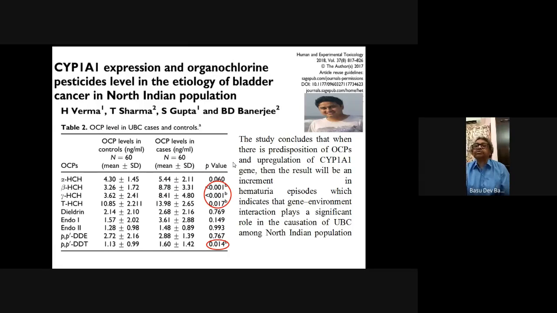We have also shown that bladder cancer is very common in the Indian population. And Harish, as an MS surgery student, we have proved that in the North Indian population, the presence of OCP levels is responsible for bladder cancer too.